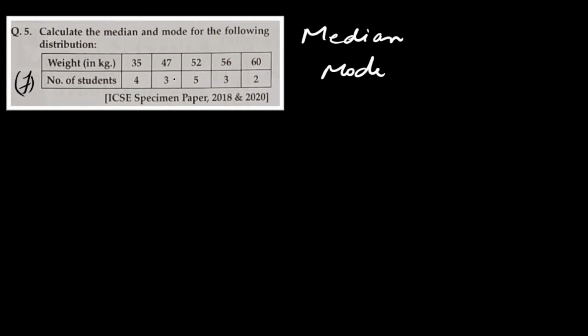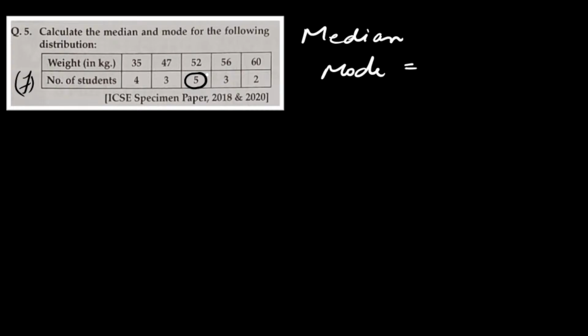Which one has the highest frequency? These are the frequencies: 4, 3, 5, 3, 2. So the maximum frequency is 5. Maximum means the highest frequency is 5. Yes, Nikita has given the answer also.